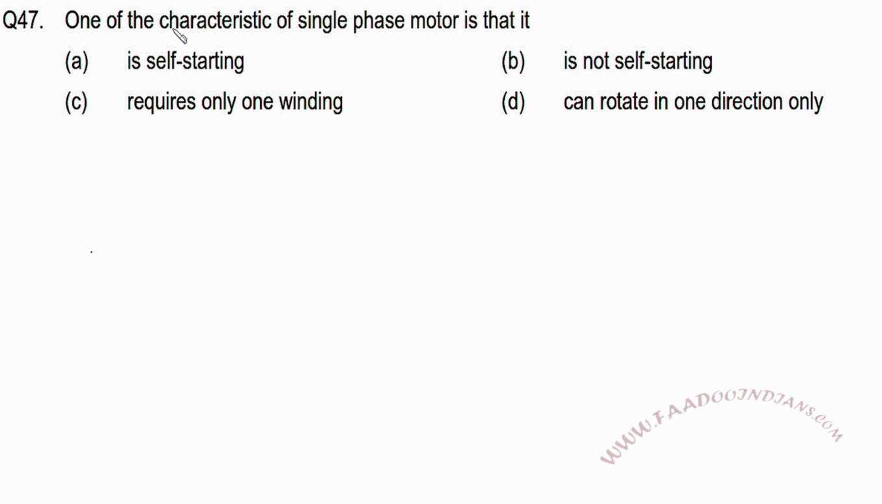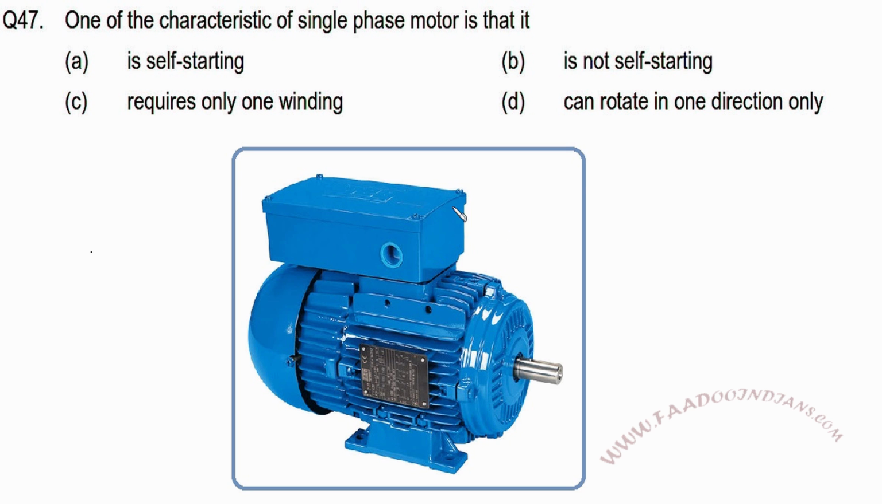47. One of the characteristics of a single phase motor is that it's self-starting, it's not self-starting, requires only one winding, can rotate in one direction only. So this is your single phase motor. The box here is a capacitor that makes this motor a self-starting motor. So therefore, this motor is not self-starting. We have to push it firstly in order to move it. So this is not your answer, is self-starting. The answer is not self-starting, is the basic characteristic of a single phase motor.